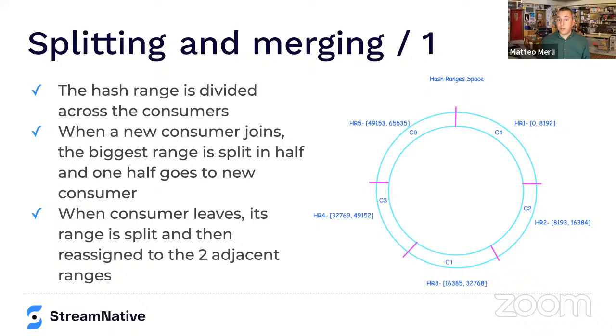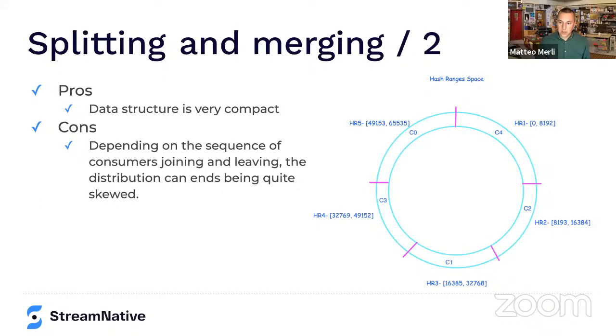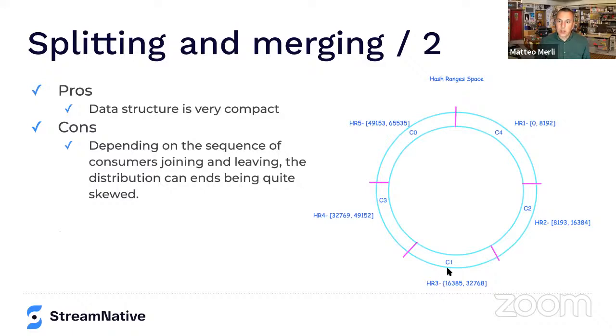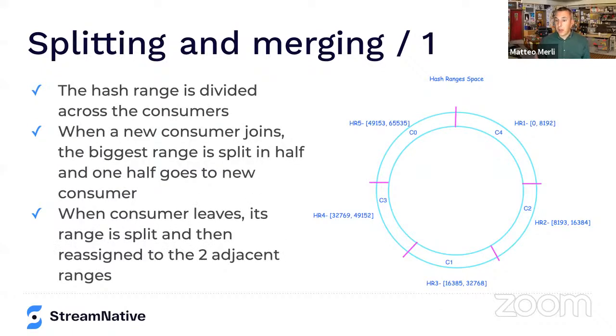And when it leaves, that's it. For example, if C1 in this example leaves or crashes, this hash range 3 will get split in two and merged with C3 and C2. So they will both get half of that key space.